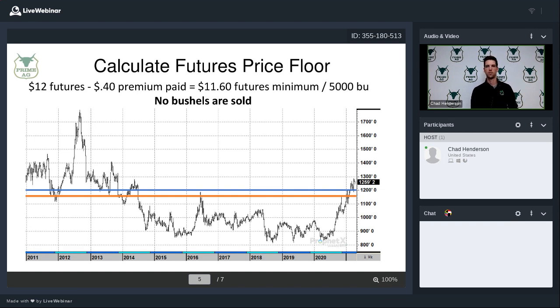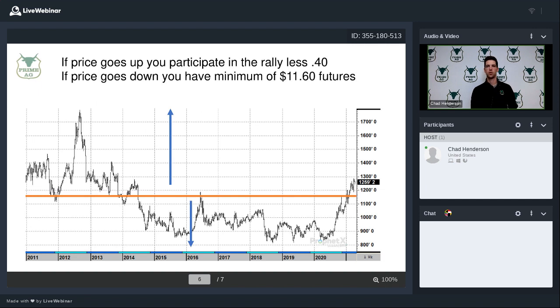significantly lower. Going back to the fact that you don't have any bushels sold, if you put one of these on, you get to participate in a market rally. So if prices from here decide to accelerate higher and we do end up at 17 bucks, you're going to have that $17 futures opportunity, and you're going to have spent 40 cents on this put. It's going to expire worthless. You're going to net out at 16.60 futures. I think that's a pretty good place to be.